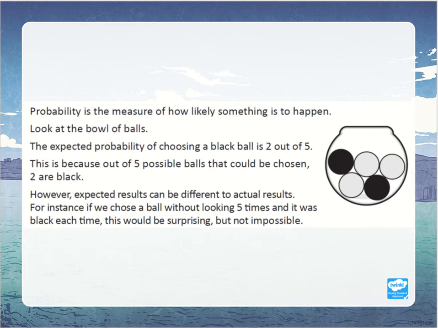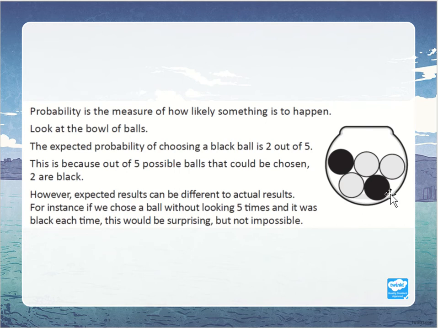So for example, if we look at this bowl and it's got some balls in it, the expected probability of choosing a black ball is 2 out of 5. The reason is that the total is 5, so there are 5 possible balls being chosen. The possible outcomes are 2 black balls, and 1, 2, 3 white or grey ones. Because there are 5 possible balls that could be chosen, 2 of them are black.